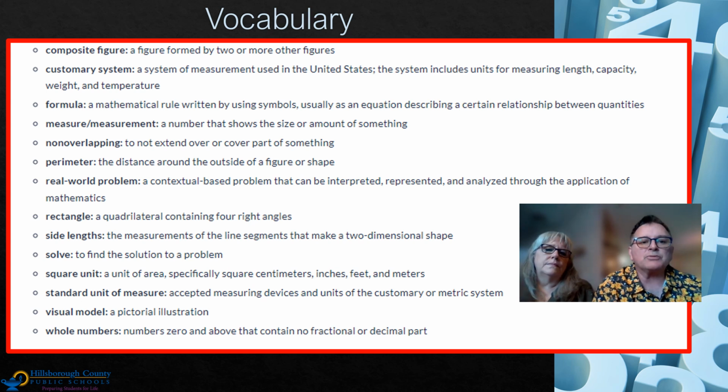Take just a moment to read through all these vocabulary words. When we say academic language, this is the academic language that both teachers and students should be using through questions and through conversations and discourse that's happening about perimeter within this scope.